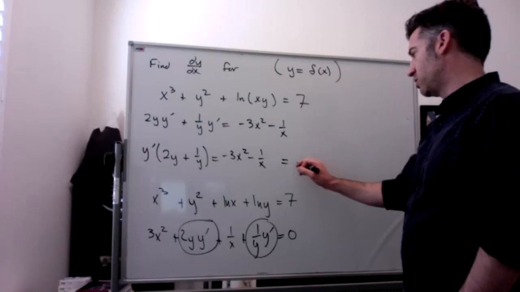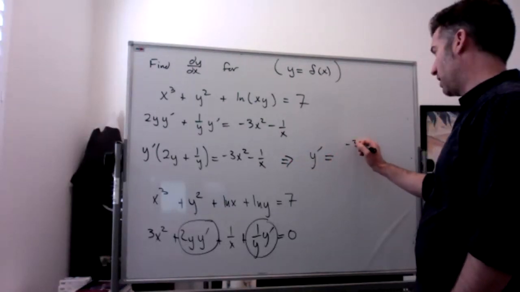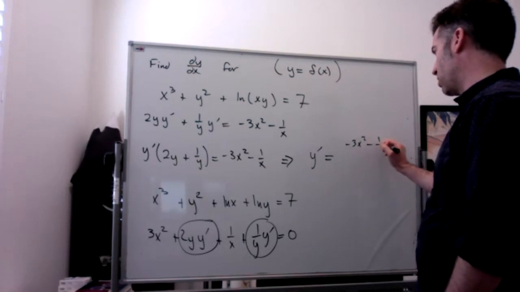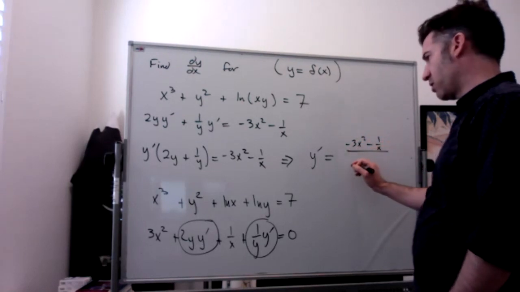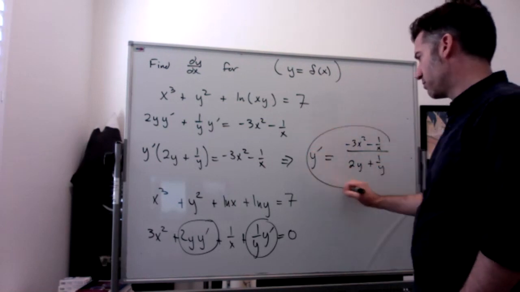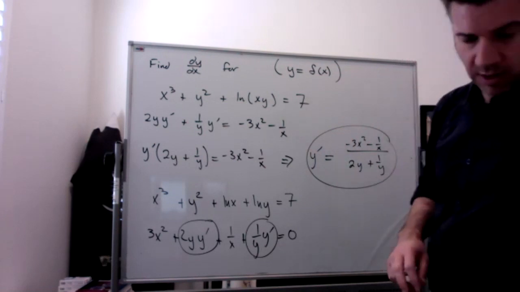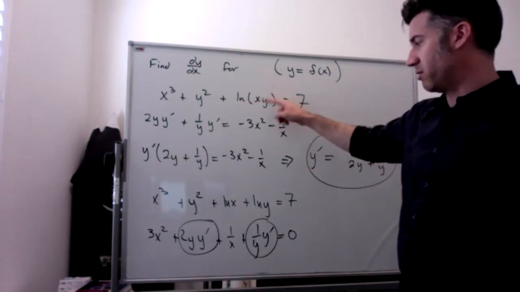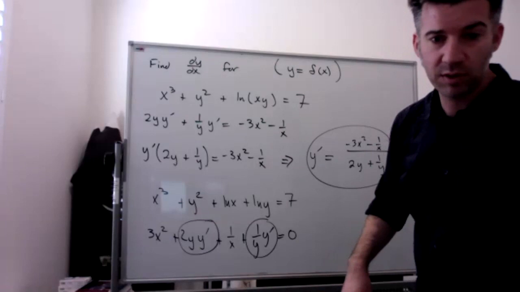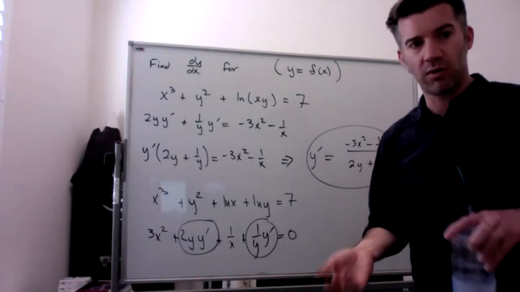This gives me y prime is equal to negative 3x squared minus 1 over x, all over 2y plus 1 over y. Yeah, that's probably a little bit better way to do it, is to first simplify this logarithm into smaller, simpler logarithms. I should say we expand the logarithm into smaller, simpler logarithms.